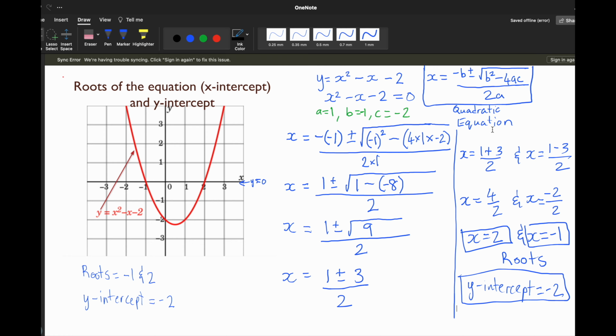Remember, there are other ways that we could do the factorizing when that works, and we could do completing the square as well too. But in this case, we're using the quadratic equation. So I want you to take this down as an example, and then we'll try the next one together.